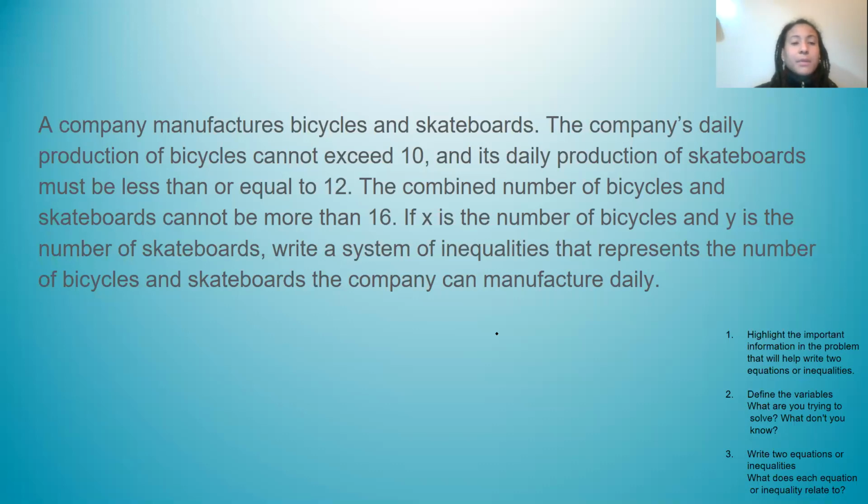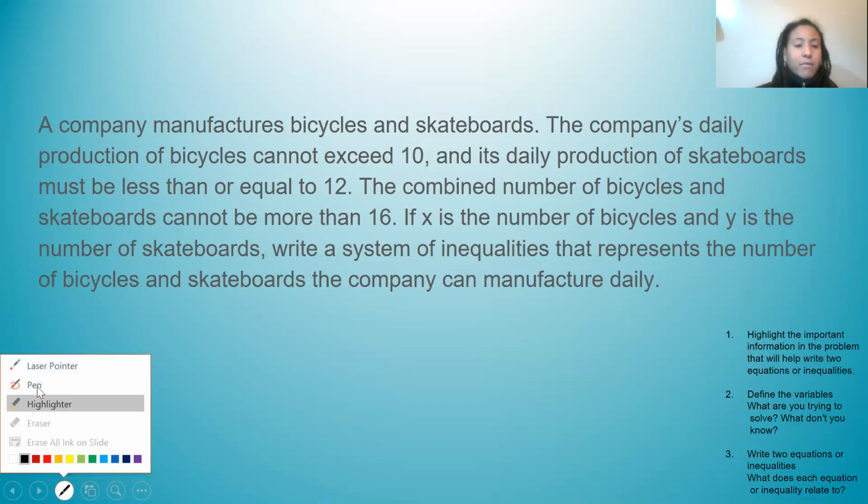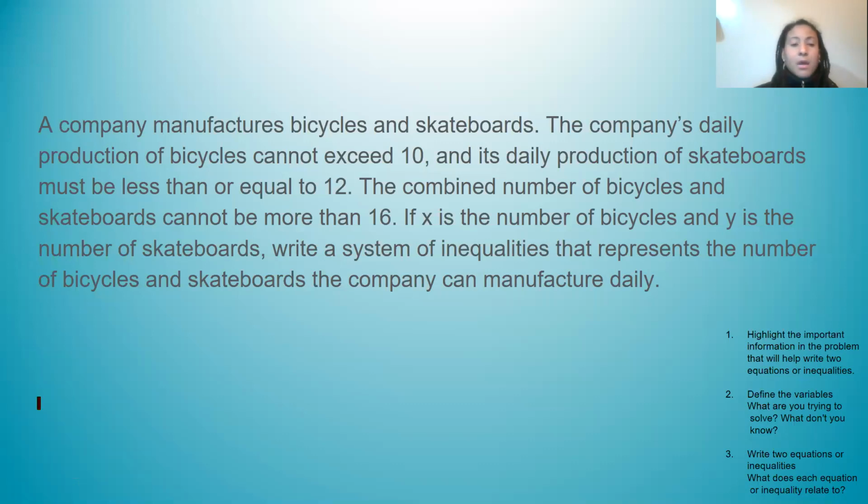It says a company manufactures bicycles and skateboards. The company's daily production of bicycles cannot exceed 10, and its daily production of skateboards must be less than or equal to 12. The combined number of bicycles and skateboards cannot be more than 16. If X is the number of bicycles and Y is the number of skateboards, write an inequality system that represents the number of skateboards and bicycles that the company can manufacture daily, okay?